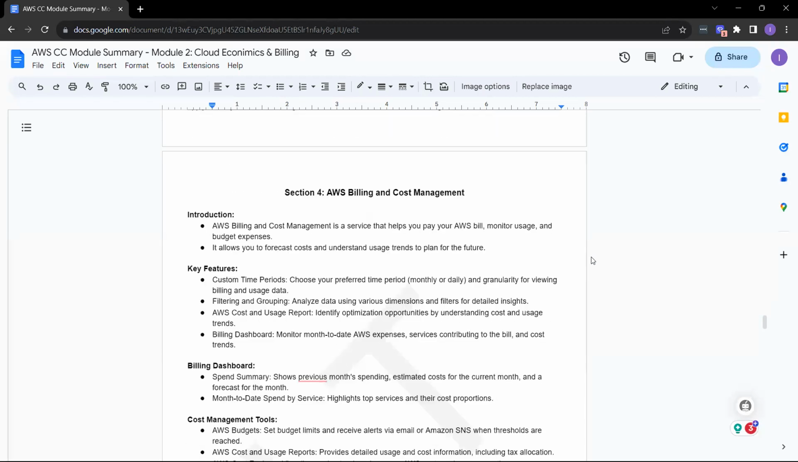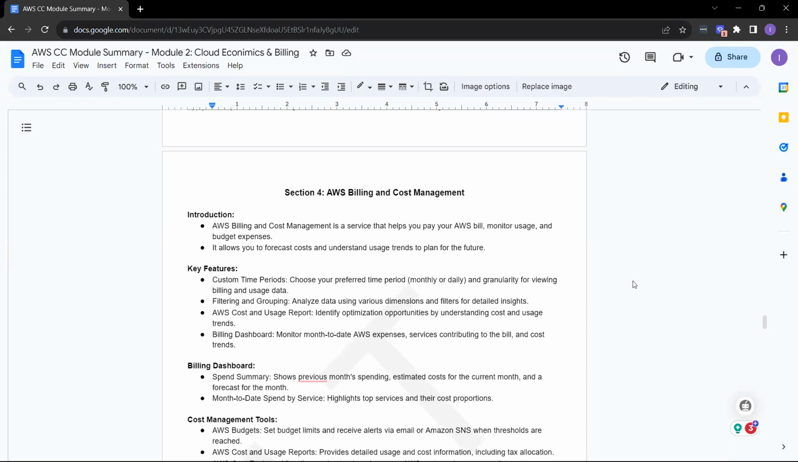All right, so let's look at billing and cost management. Most of these I've made mention of in the previous section, so we might not spend a lot of time here. Billing and cost management is a service that helps AWS customers to pay their bills, monitor their usage, and budget their expenses. So you are able to forecast your costs, understand how you are using the services, and also plan for the future.